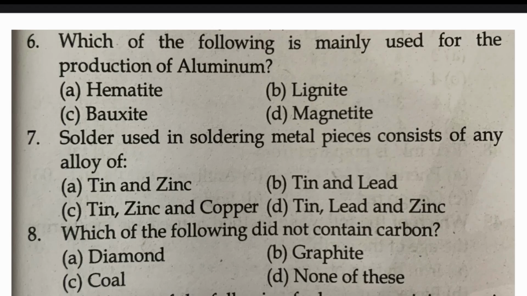Question number 6. Which of the following is mainly used for production of aluminium? Hematite, lignite, bauxite, magnetite. The answer is C, bauxite. Bauxite is an ore of aluminium which is found in the form of hydrated aluminum oxide.